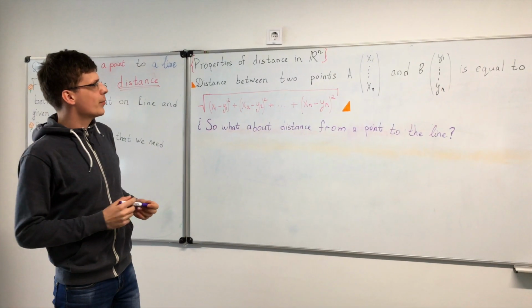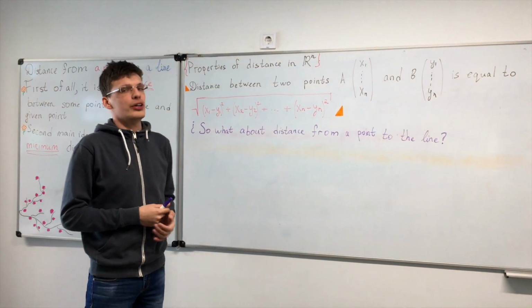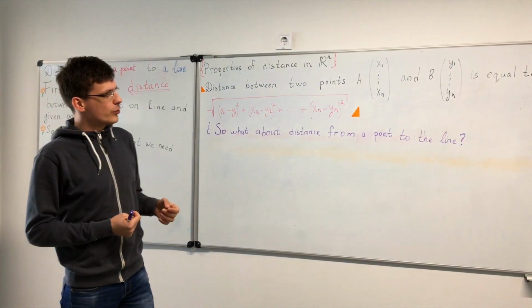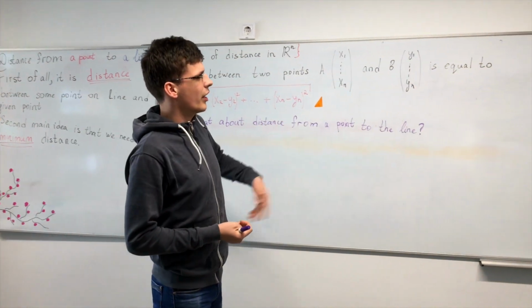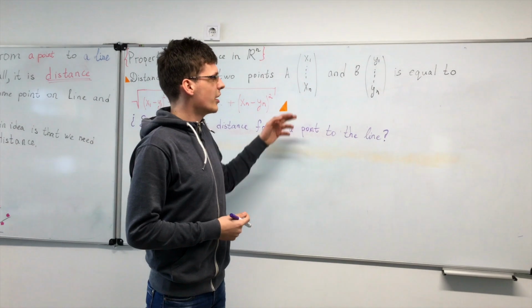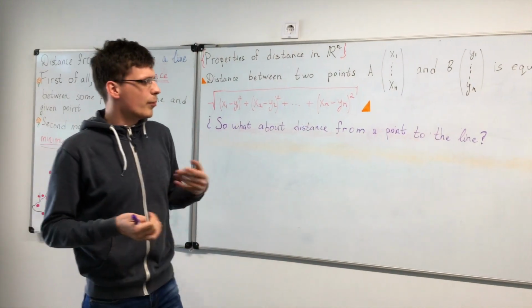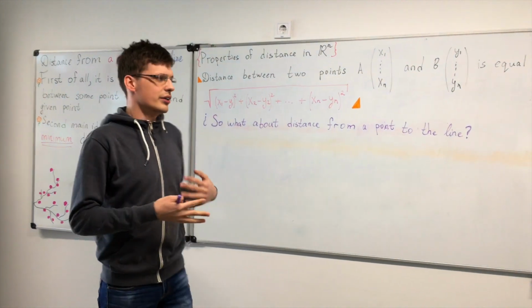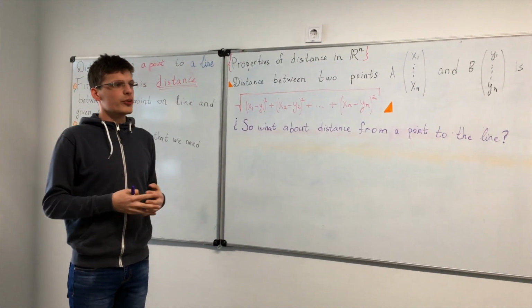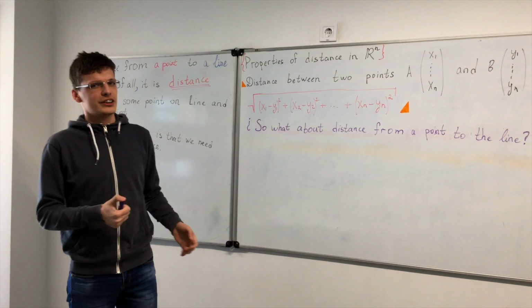Let's speak a little bit about properties of distance between 2 points in Rn. The distance between 2 points, given as a list of coordinates in Rn, is equal to such formula. And what about the distance from a point to a line? Is there any formula that is true for every dimension?